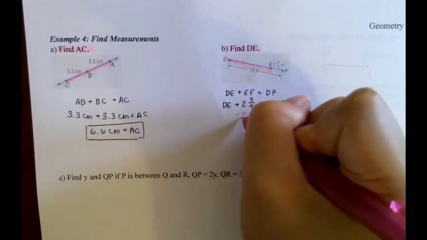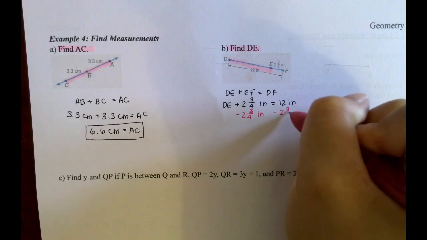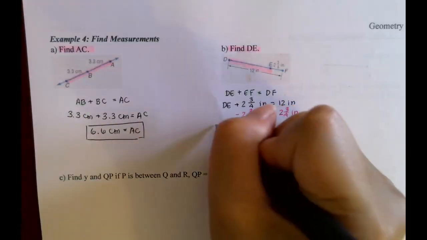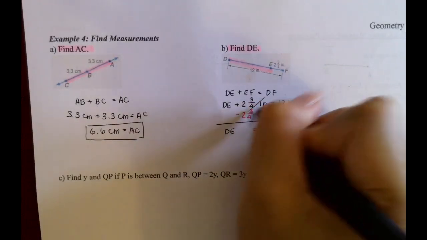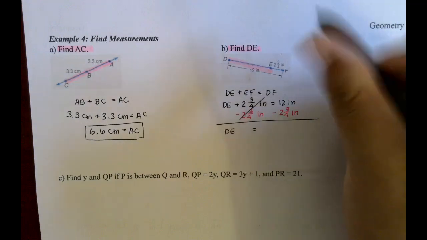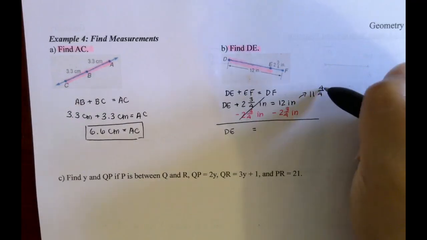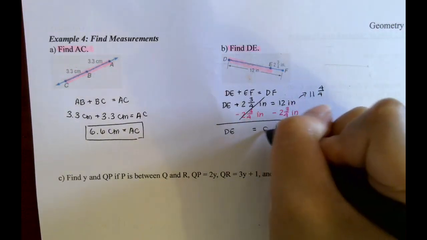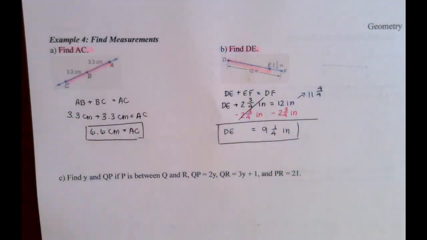Okay, so all we need to do is solve for it. So we're going to subtract the 2 3/4 inches. So DE equals, okay, one way to think about the 12 inches is think of it as 11 4/4. 4/4 minus 3/4 is 1/4, and then 11 minus 2 is 9. So 9 1/4 inches. Okay. And there you go.